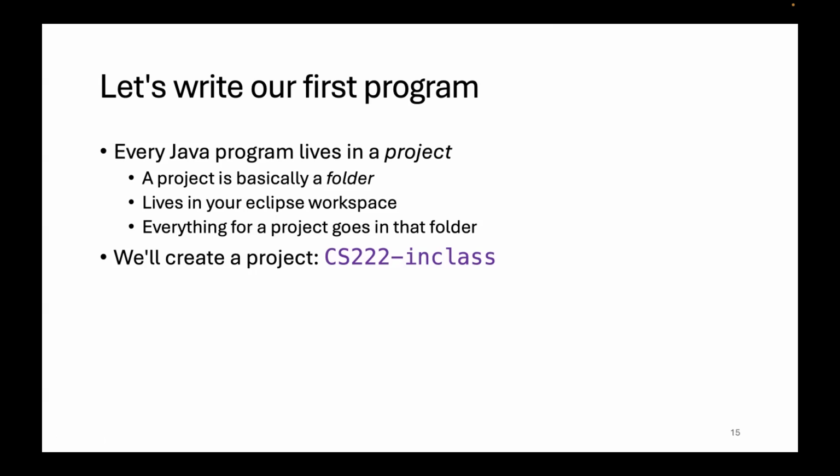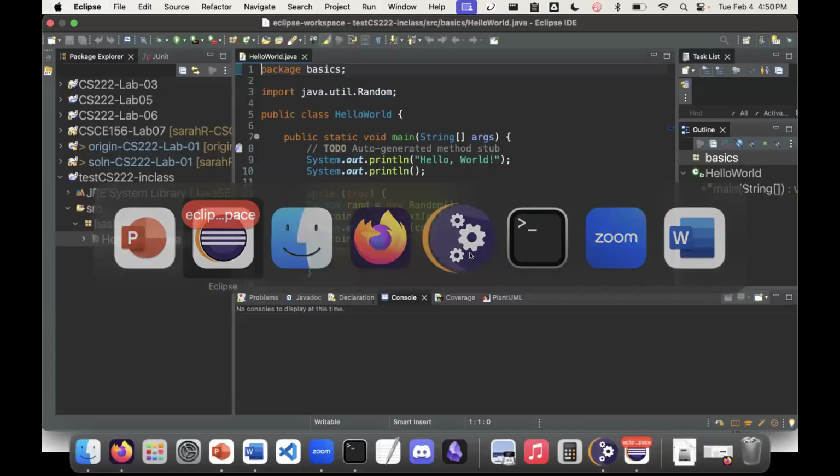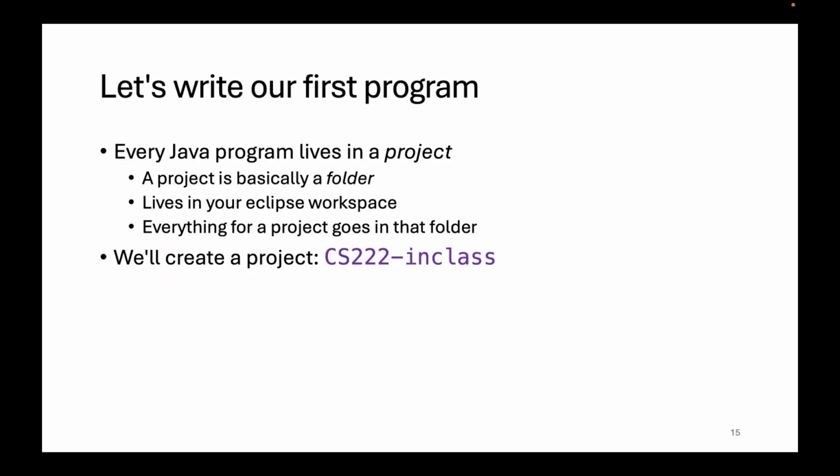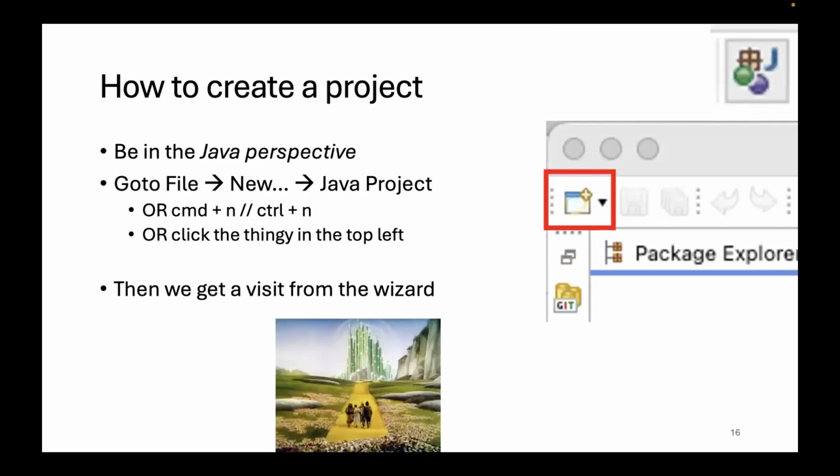So we're going to create a project, CS222 in class, or whatever you want to name it. Something that conveys that it's for 222 and it's for in-class code. All the code that we write in class is going to live here. For how to create a project, if you just opened it, chances are there's a create a new project option and you can click that and it does it for you.